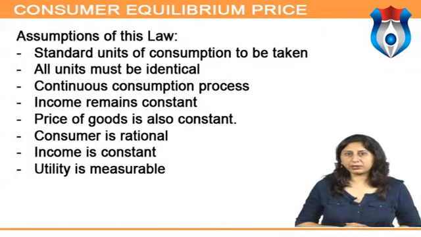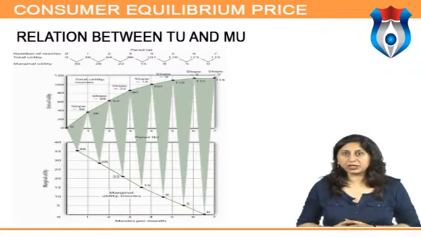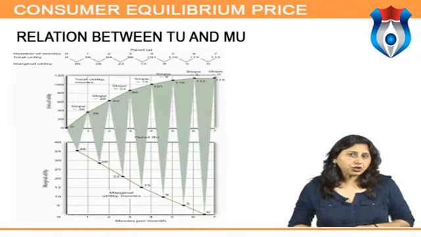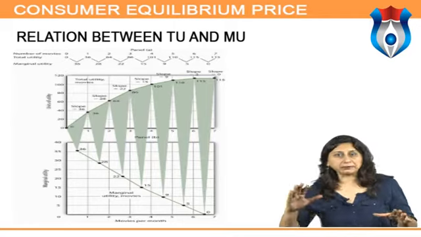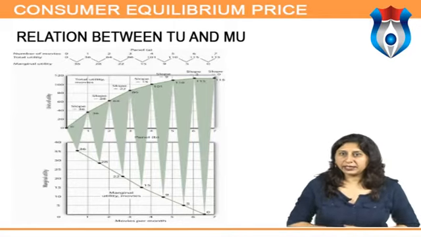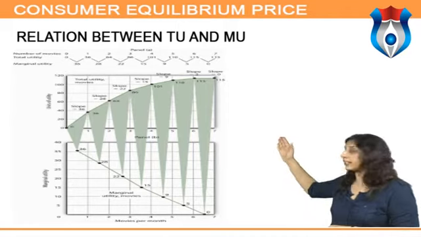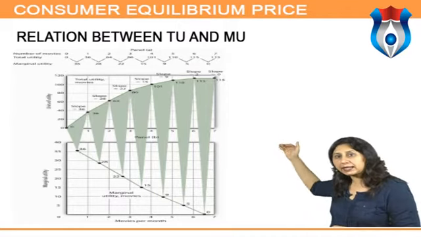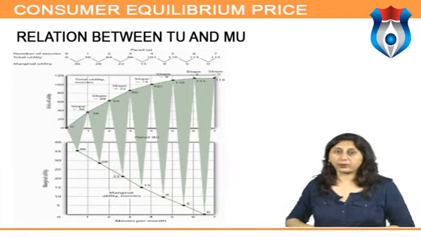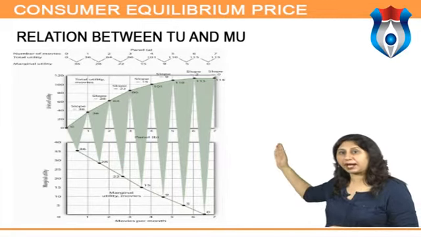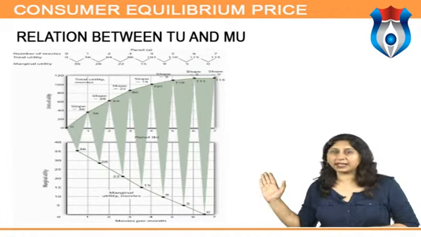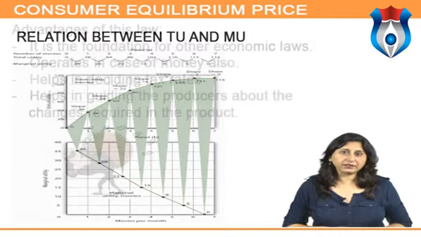Utility is measurable. Total utility and marginal utility are interrelated to each other. The relationship between total utility and marginal utility can be explained as follows. Here, from the MU curve, we can see that MU is declining as the consumer consumes more of the commodity. When TU is maximum, MU is 0. After that, TU starts declining and MU becomes negative.